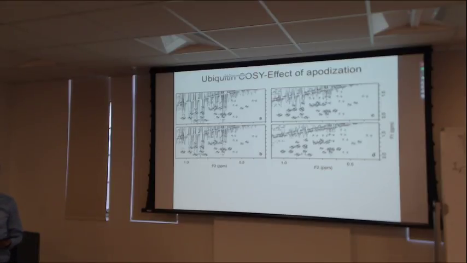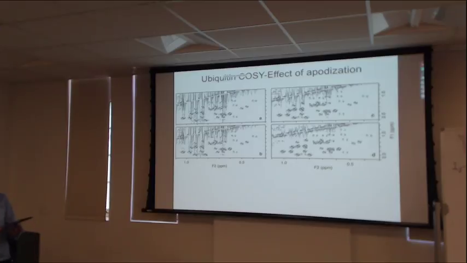Does everybody know what a window function is? We hardly ever just Fourier transform the signal. Usually we multiply the signal by some other function called the window function or apodization function, and then Fourier transform. The effect of that is to convolve the line shape with the line shape of the window function. So we're hoping to improve the appearance of the spectrum by doing this.